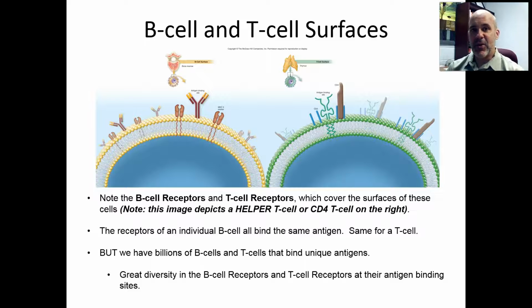Now, obviously, not all antigens are the same. So what that means is that your immune system has to crank out billions of different B cells and billions of different T cells with receptors that can attach to almost any kind of antigen we encounter. So an individual B cell or T cell will bind to one antigen, but your immune system basically generates a library of B cells and T cells with slightly different receptors that can attach to different antigens that you might get exposed to. So there's great diversity in these B cell receptors and T cell receptors.